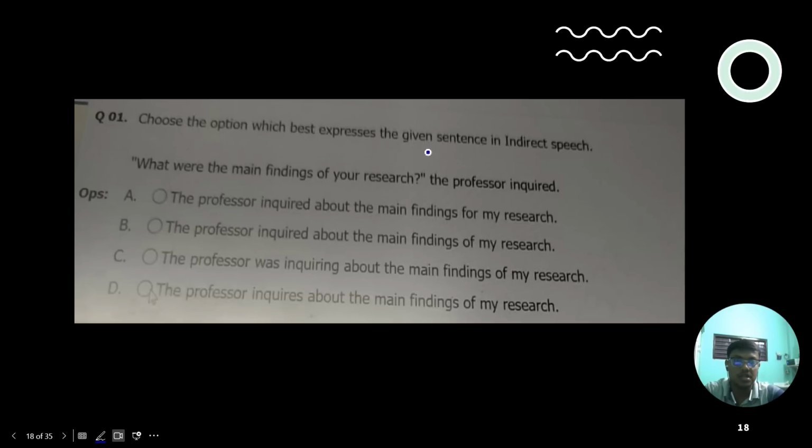Choose the option which best expresses the given sentence in indirect speech. What were the main findings of your research? The professor inquired. So the professor inquired about the main findings of my research. The professor inquired about the main findings of my research. So "of my research" is the correct option.